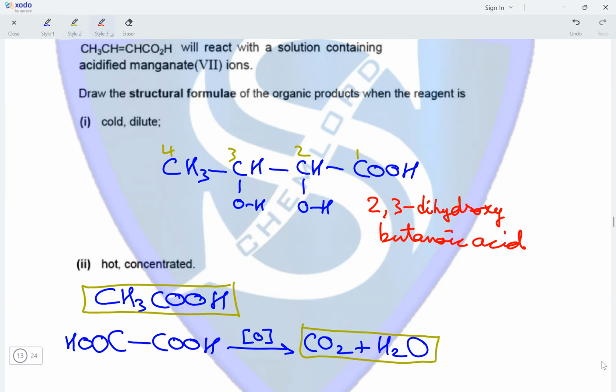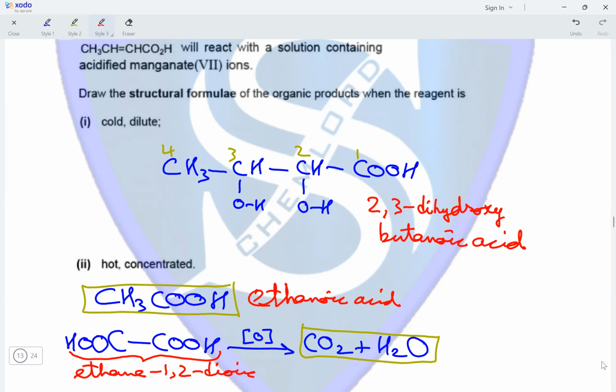And CH3COOH is ethanoic acid. And the other acid formed that undergoes further oxidation is called ethane 1,2-dioic acid, which is also called oxalic acid. And oxalic acid is further oxidized to CO2 and H2O, so it is not the final product of this reaction.